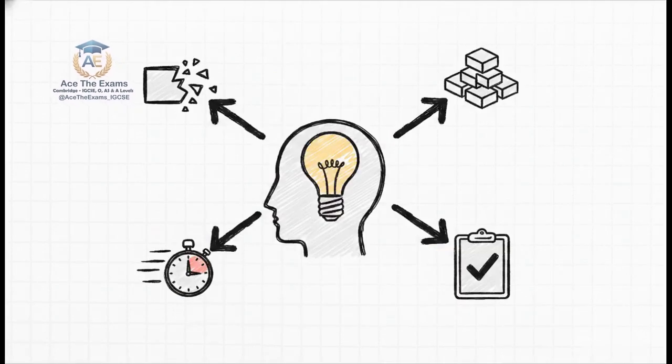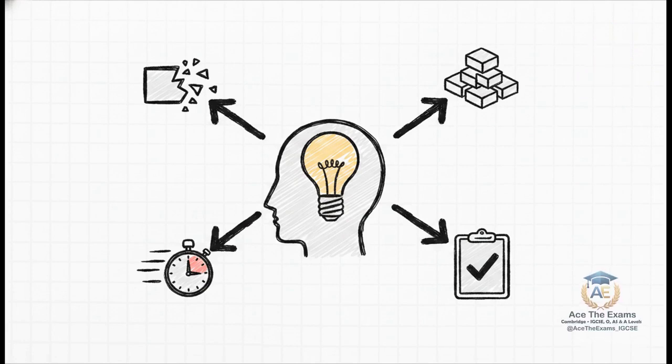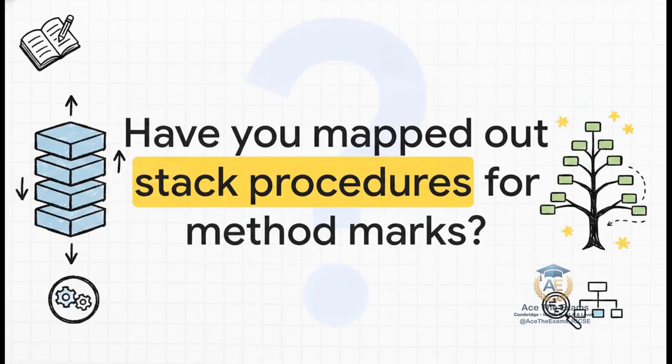Your working out must clearly display these algorithmic thinking essentials. Show your step-by-step decomposition. Explicitly mention your appropriate data structure selection, which is the stack. Demonstrate efficient code implementation and rigorous testing. Students who implement these computer science strategies see an average improvement of 2 grade boundaries, but only if they practice consistently with our weekly videos. Which brings us to our final question. Have you rigorously mapped out your stack procedures to ensure every possible method mark is captured?